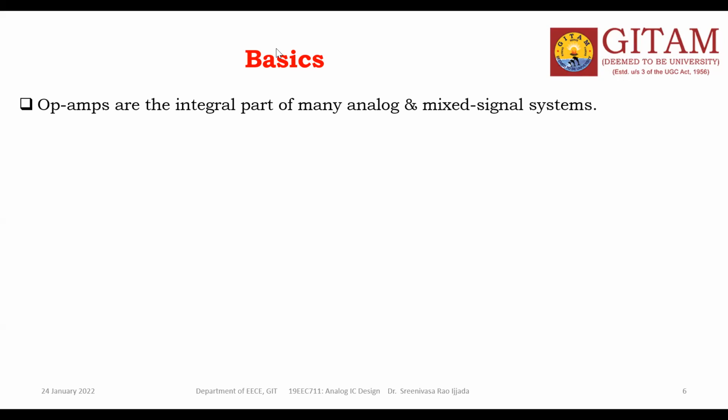Op amps are an integral part of many analog and mixed signal systems. As I told you, op amp has many ideal characteristics which are suitable for many applications. As we discussed earlier, we have different active devices, MOSFET and transistor. These are the active elements, and op amp is also an active device. These active circuits play a very important role in electronic circuits. We have different types of op amps.